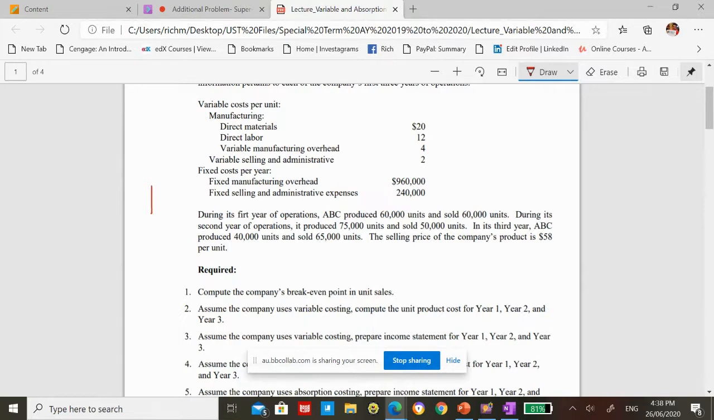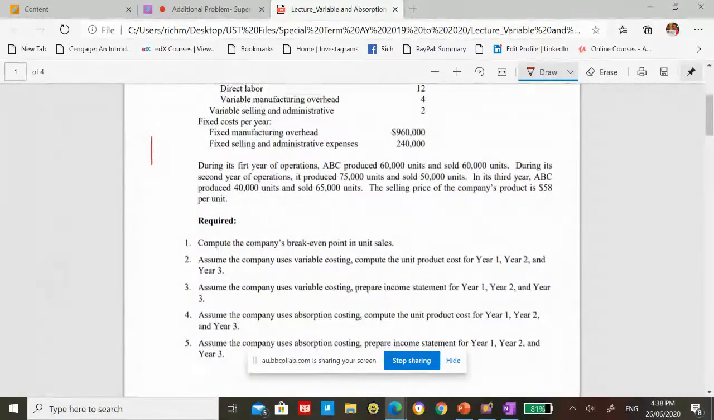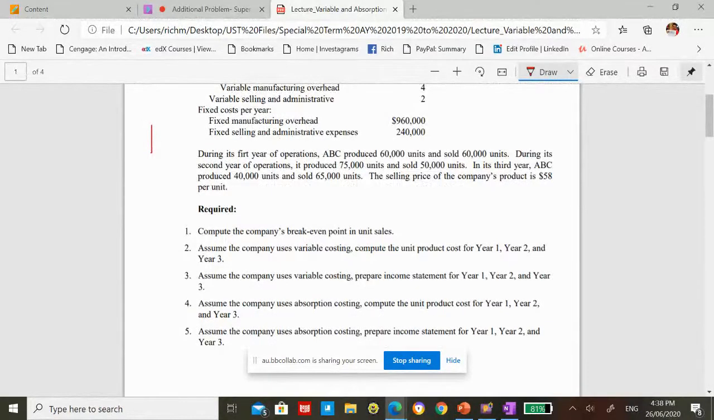And take note, during its first year of operations, ABC produced 60,000 units and sold the same number, 60,000 units. During its second year, it produced 75,000 units and sold 50,000 units. In its third year, ABC produced 40,000 units and sold 65,000 units, and the selling price of the company's product is $58 per unit. Compute the company's break-even point.